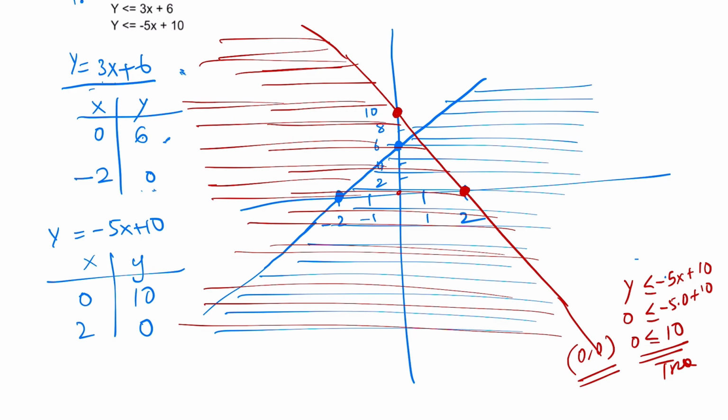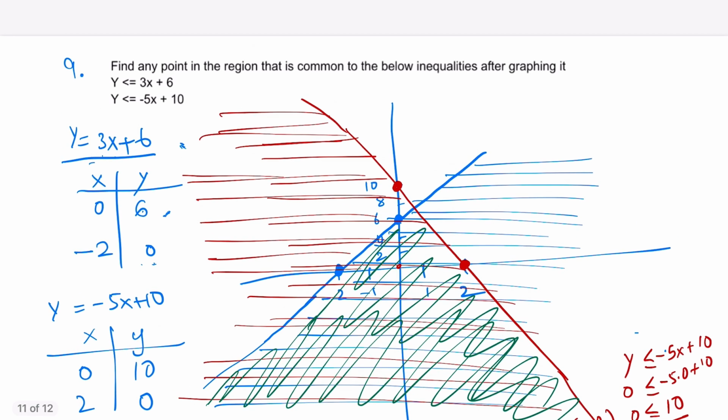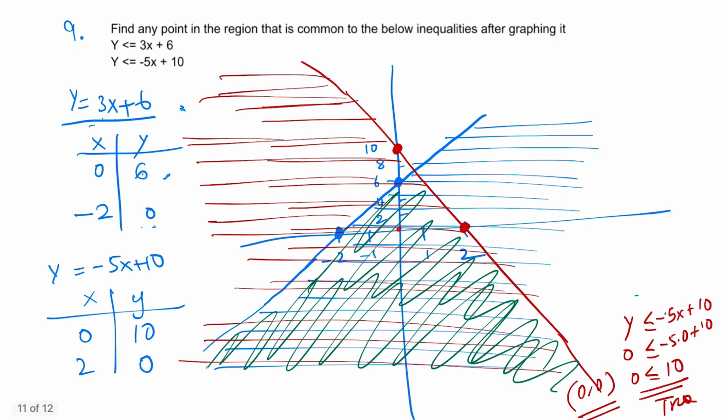Okay. So now the question is, which region has both red and blue shading? That's the intersection region for both these inequalities. So clearly it is this region that has both red and blue. That's where both the inequalities have some intersection. Okay. So that would be the answer for this. This is the region where both of these inequalities would meet.